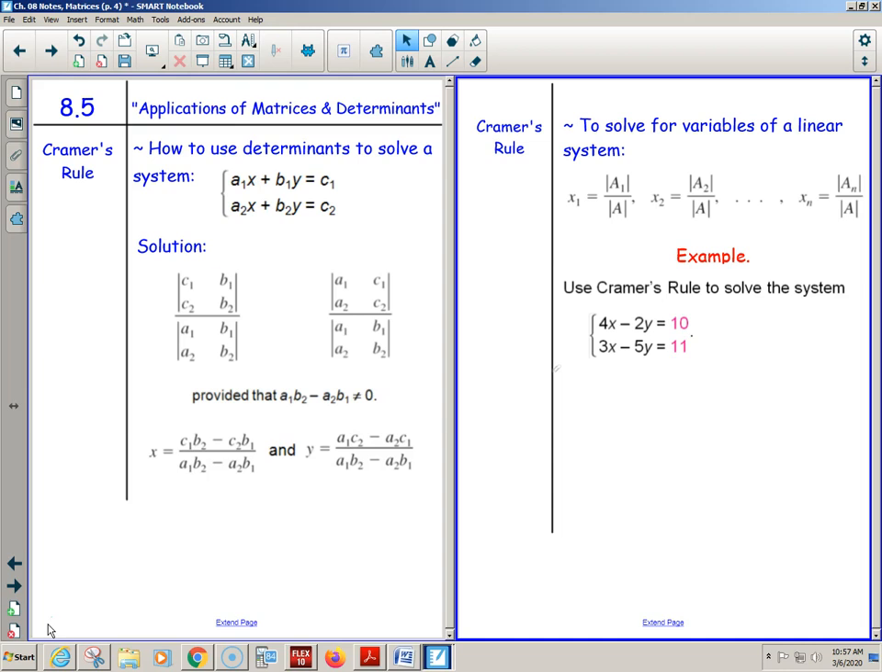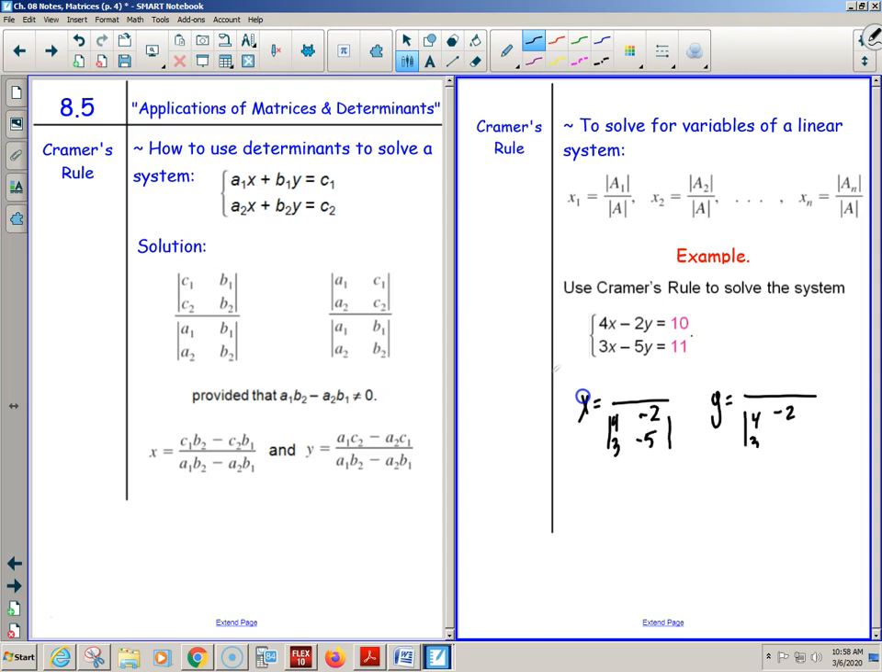Cramer's rule says, take the coefficients of the variables. Take the coefficients of the variables. Take the coefficients of the.